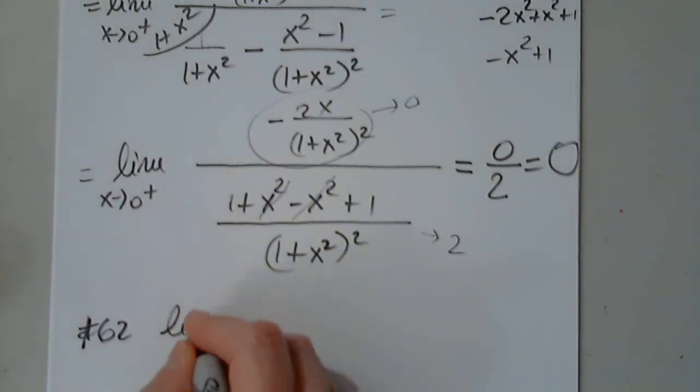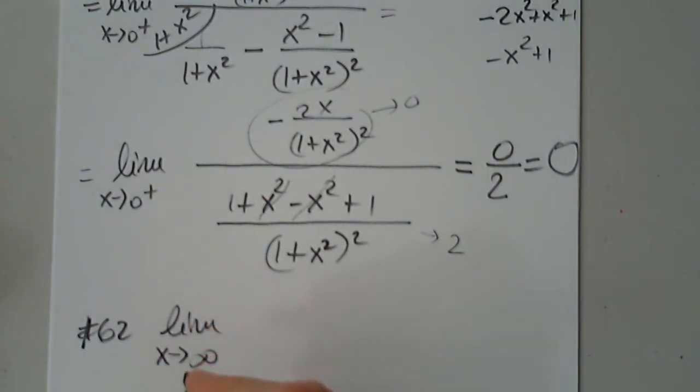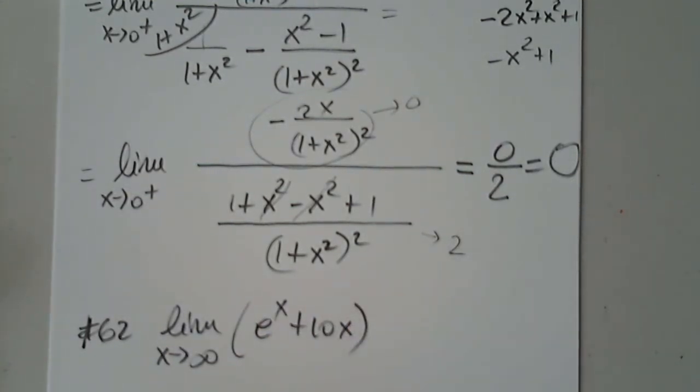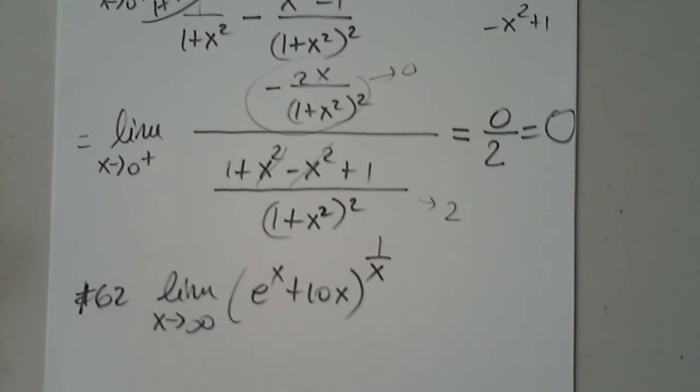62. Watch me copy the right problem, please, because I have these devices in front of me. e to the x plus 10x and everything raised to 1 over x. Okay, perfect. Hold on to your seats. These are the longest. Some of them are long, some of them are not that long, but it depends. Okay.